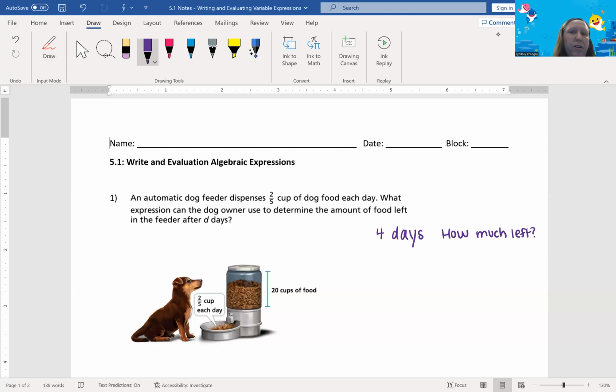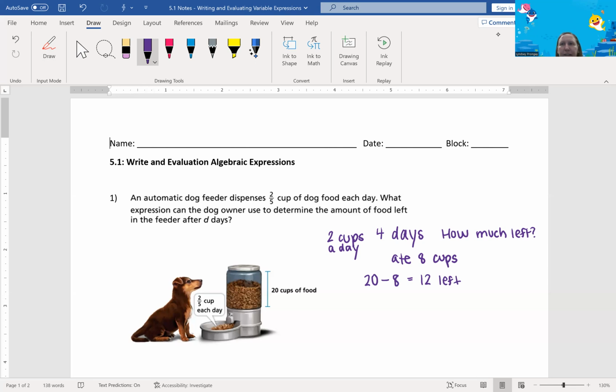So let's just even say we'll do 2 cups a day. Okay, if the dog's eating 2 cups of food a day, after 4 days, how much would be left? Well, first we would figure out how much food the dog has eaten, right? So in this case that I just made up to help us with this, 2 cups a day for 4 days, that dog would have eaten 8 cups. And if we're trying to see how much food is left, I'm looking at the diagram and it says it started with 20 cups of food. So hopefully you would realize, oh, okay, I'm going to take that 20 that they had originally and subtract my 8 cups, and there would be 12 cups left.